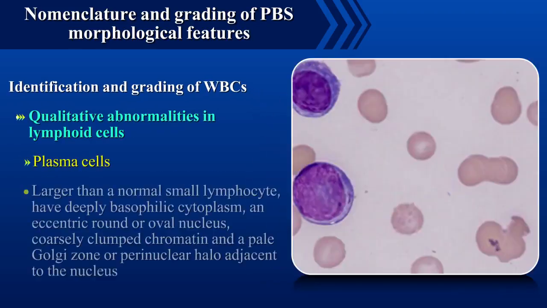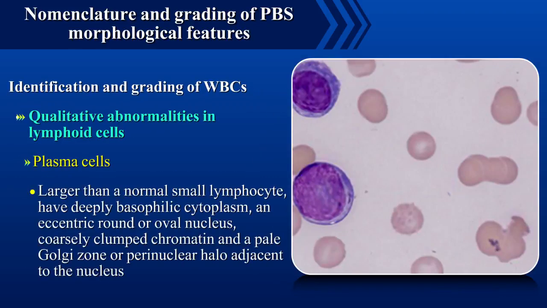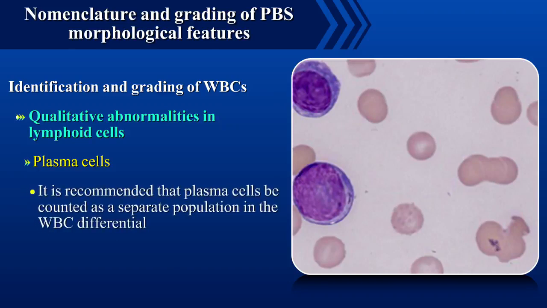Plasma cells are larger than a normal small lymphocyte, having deeply basophilic cytoplasm, an eccentric round or oval nucleus, coarsely clumped chromatin, and a pale Golgi zone or perinuclear halo adjacent to the nucleus. It is recommended that plasma cells be counted as a separate population in the WBC differential.